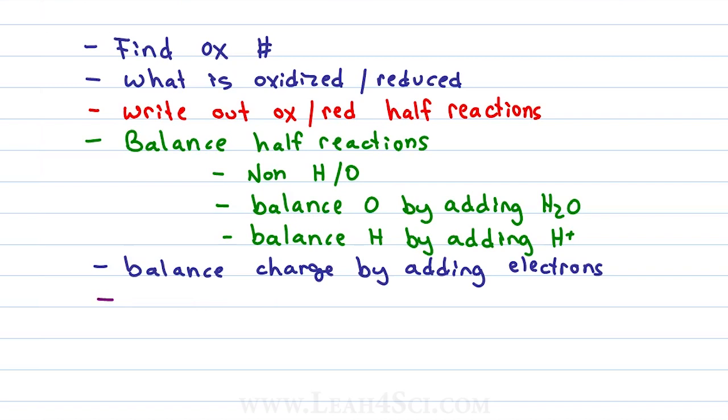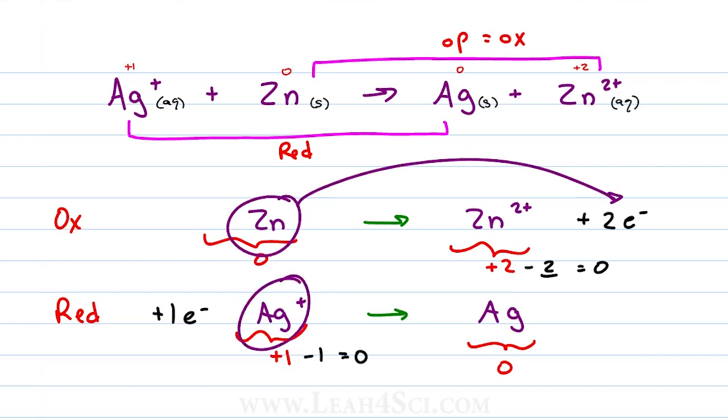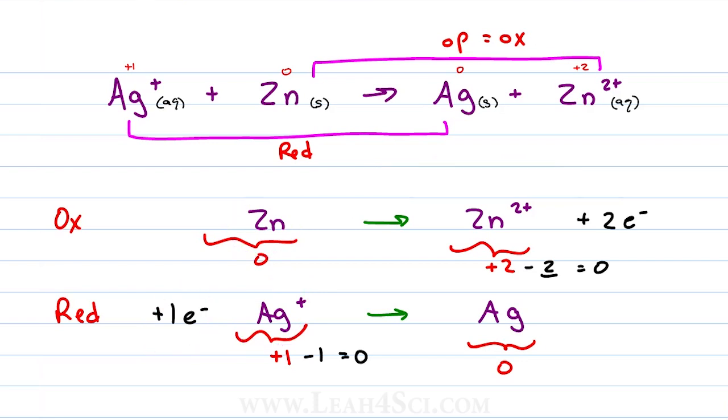Since redox is the transfer of electrons, the same number of electrons gained by one half reaction has to be lost by the other half reaction. If zinc is losing 2 electrons, it's giving 2 electrons away, then silver can't simply gain 1 electron, it has to gain 2 electrons, because silver is what's picking up the 2 electrons given up by zinc.